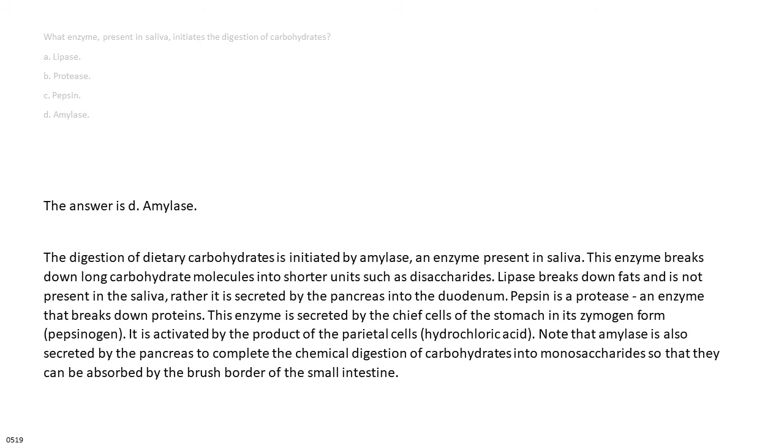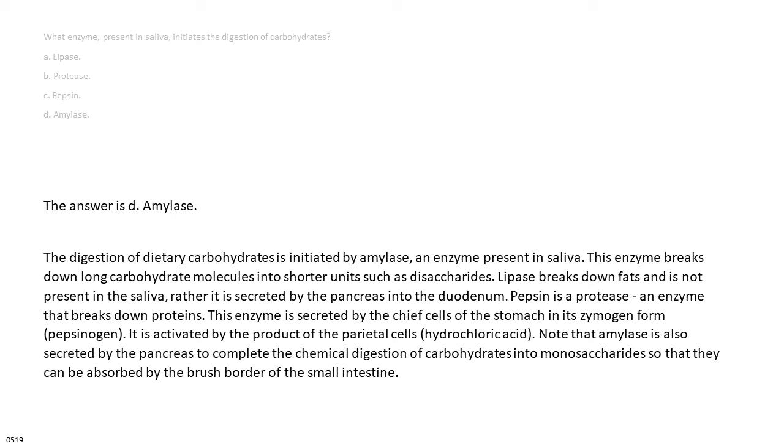The answer is D. Amylase. The digestion of dietary carbohydrates is initiated by amylase, an enzyme present in saliva. This enzyme breaks down long carbohydrate molecules into shorter units such as disaccharides.